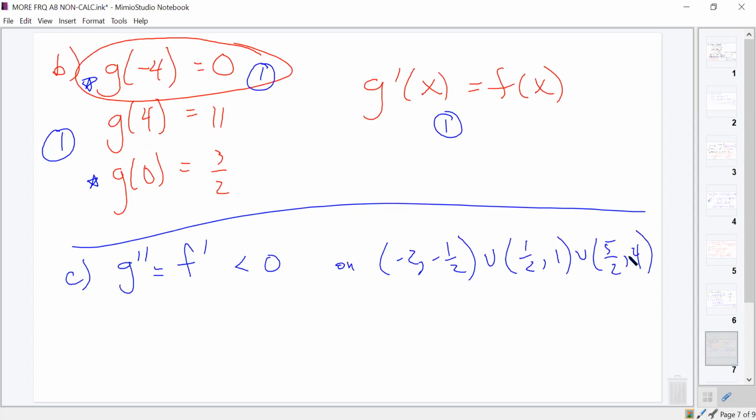And they gave you 2 points. 1 point for the analysis that G double prime is F prime and it needs to be less than 0, and 1 point for the intervals on which that's true. Good or no? Yeah.